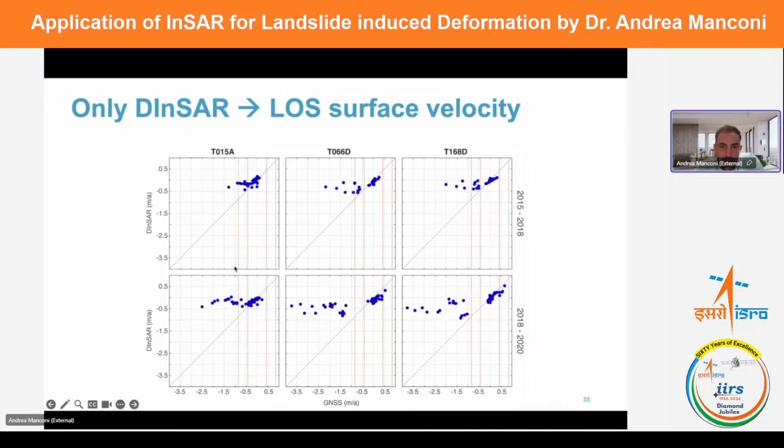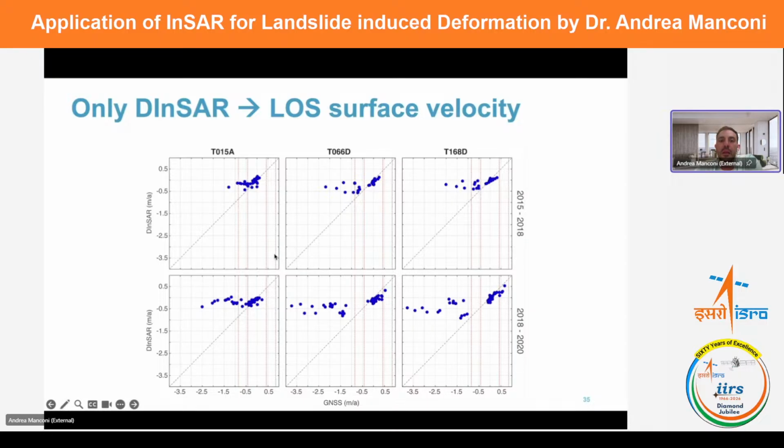But you see these red lines here are actually the phase aliasing, considering a 6 days or a 12 days baseline. And you see that after these red lines, we have deviation between the radar interferometry and the GNSS. We are going to have meters per year, and of course, after a certain level, we cannot follow anymore. So it's quite clear that we have a limitation that depends on the surface velocity.